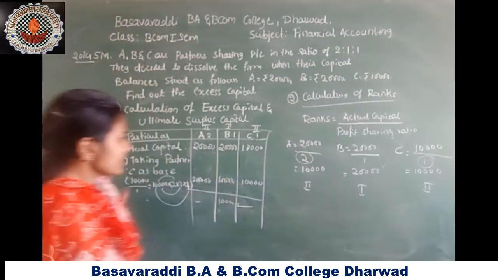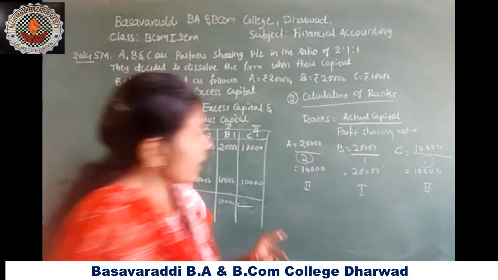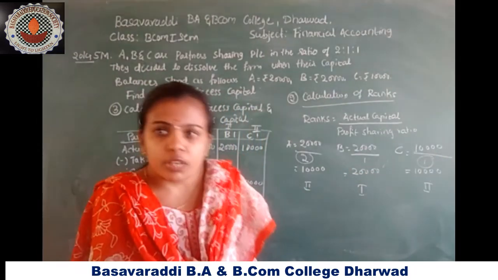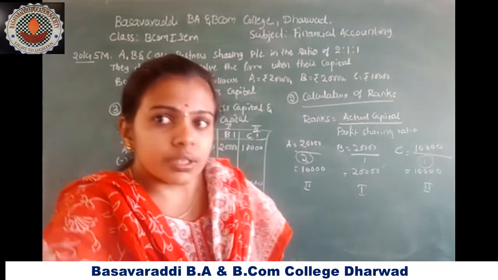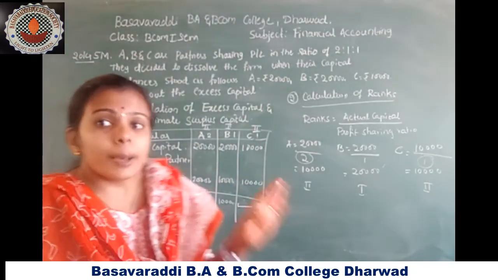20,000 means 10,000 and then 10,000 in nil. I hope you will understand the calculation of ultimate surplus capital, and now the answer is the same. Now we have the calculation mark with another item and put in.